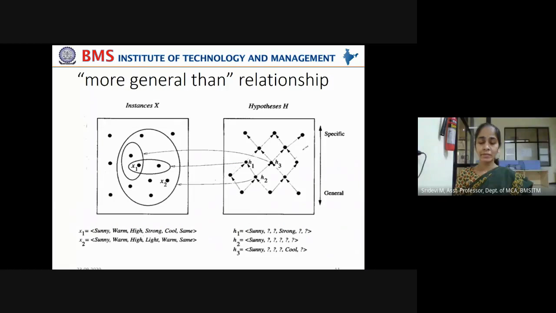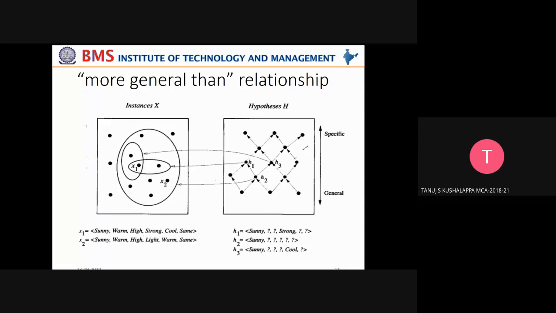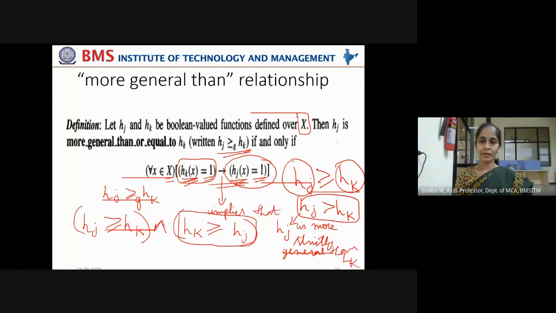Excuse me. For not more general, same symbol, ma'am. There is no difference between. Where? You told Hk is not. No, sorry. I have to strike this out. Okay. Now it is correct? Yes, ma'am. I forgot to strike this out. Hk is not more general than or equal to Hj. In that case, we come up with this representation that Hj is strictly more general than Hk. Equal to we are removing.